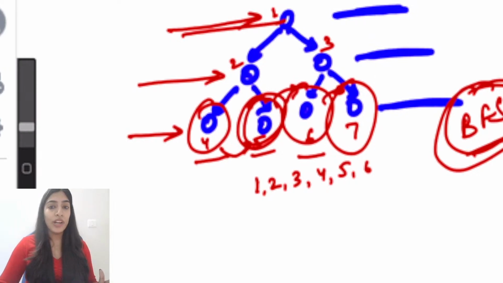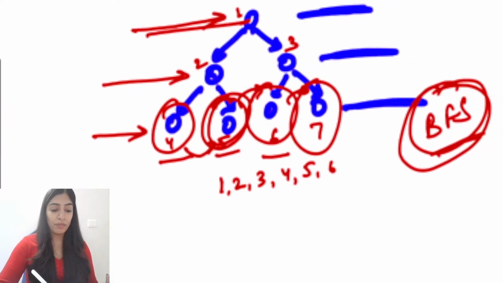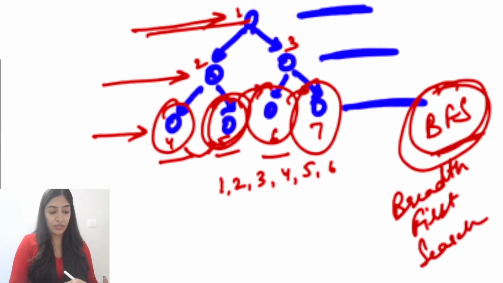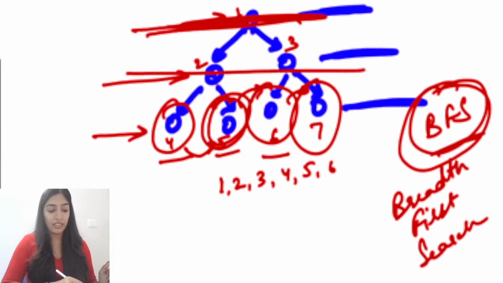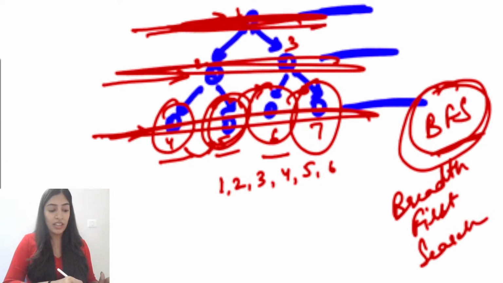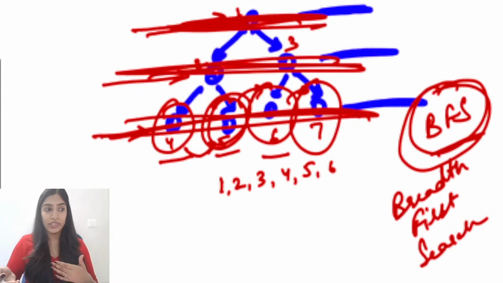Okay. So what actually happens over here is this is called breadth first search. Why am I calling it breadth first search? Because we are going breadth wise. So like this is one breadth, then second, then third. So we are going horizontally, right? We are going level wise. So level order traversal or breadth first search.